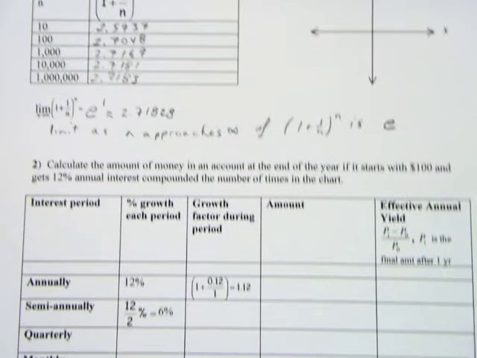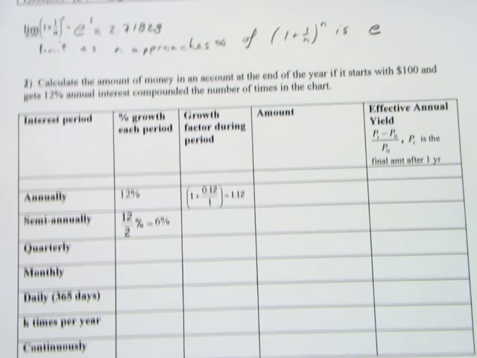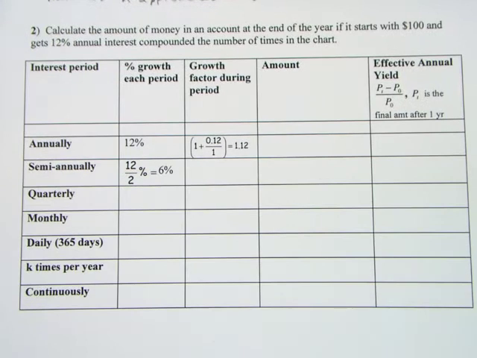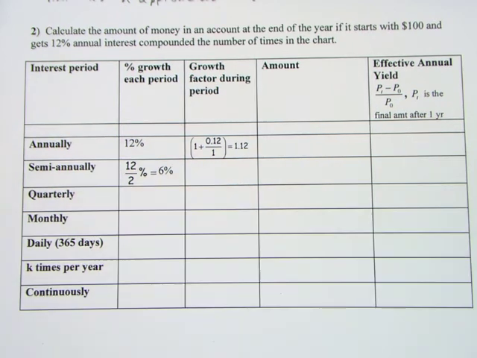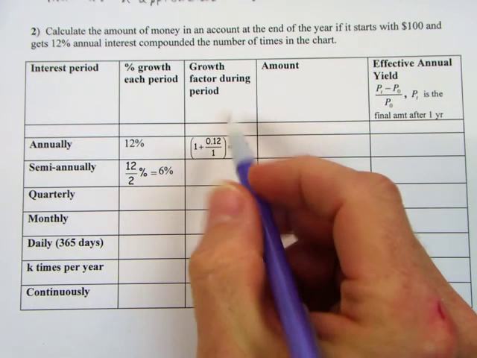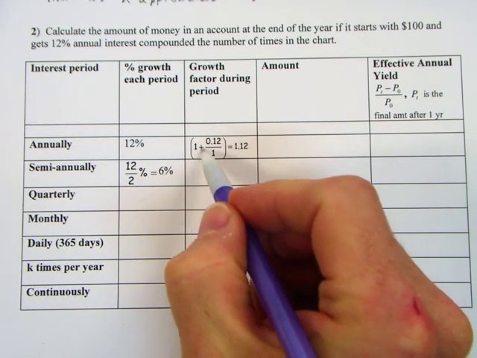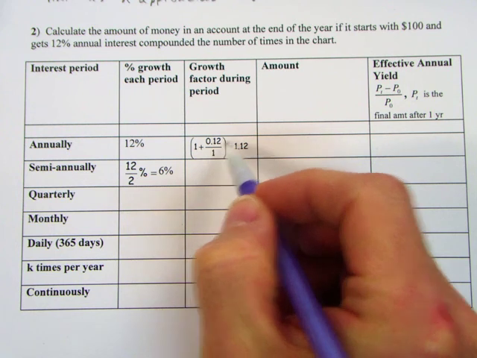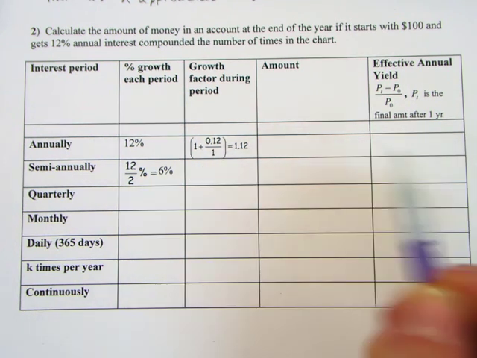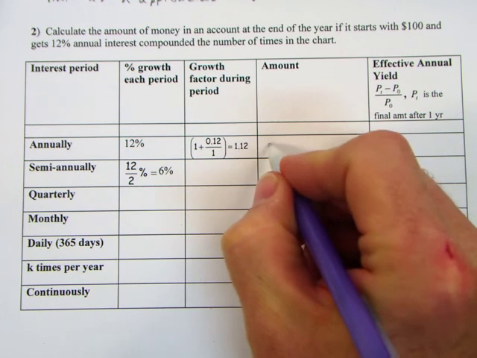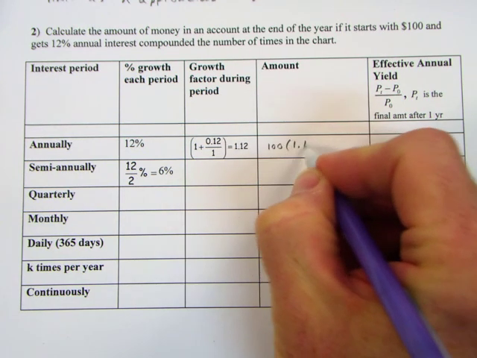Now let's go over calculating the amount of money in an account. If you're starting with $100 and you compound it, whatever it says in each part, and we have 12% annual interest. So let me do the first one for you. We have 12%. Our growth factor is saying we have 1 plus 0.12 divided by 1. This is what we've been doing. We have 1.12. How much money do we have in the account at the end of the year? It'd be 100 times 1.12, or 112.